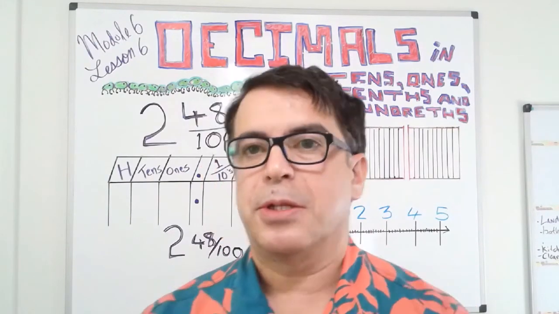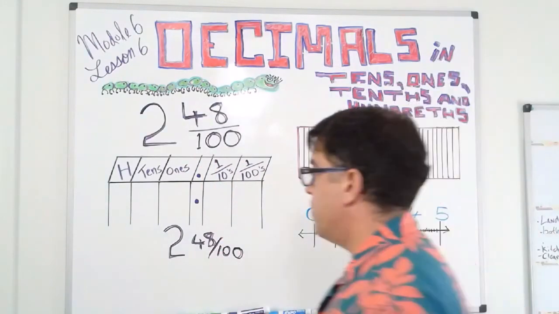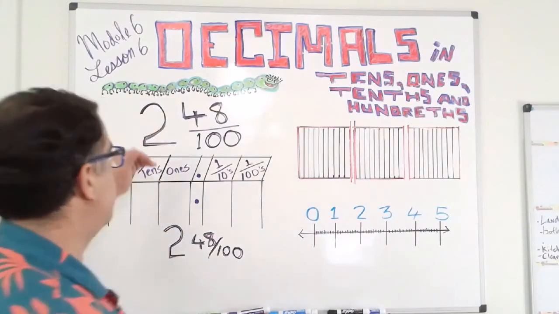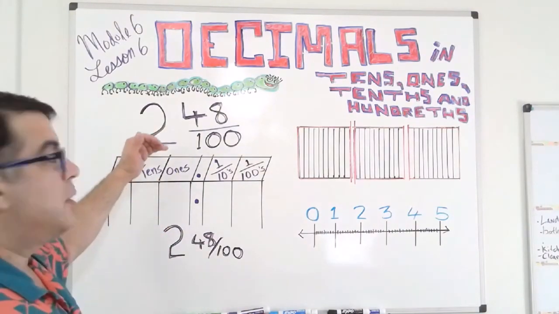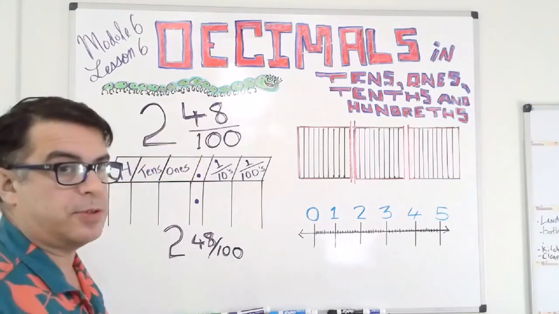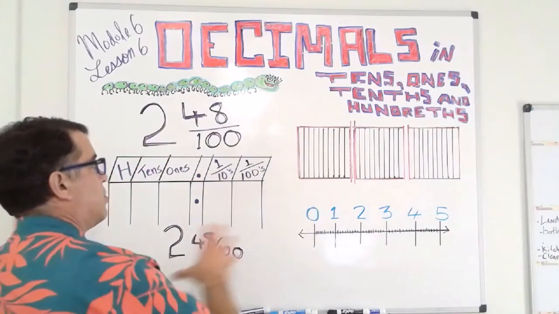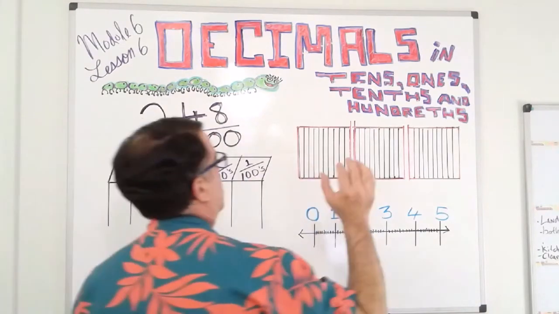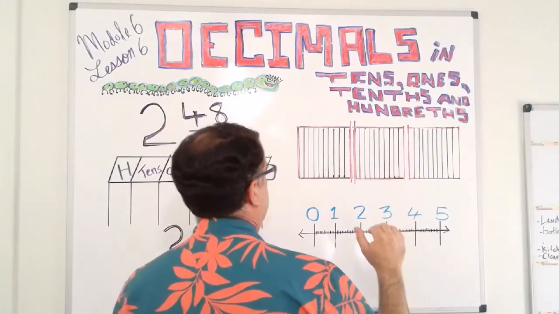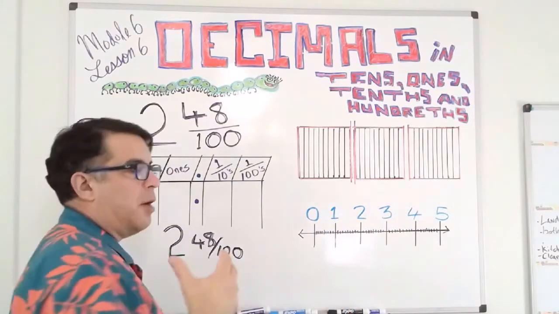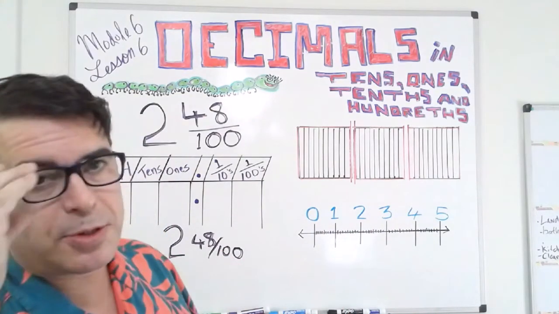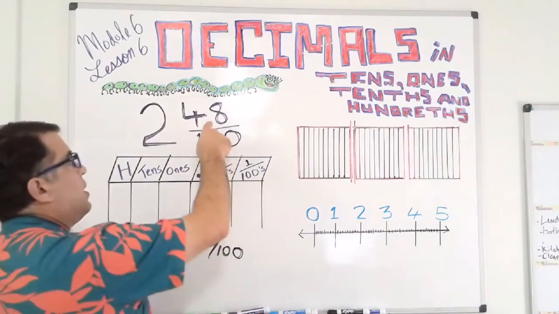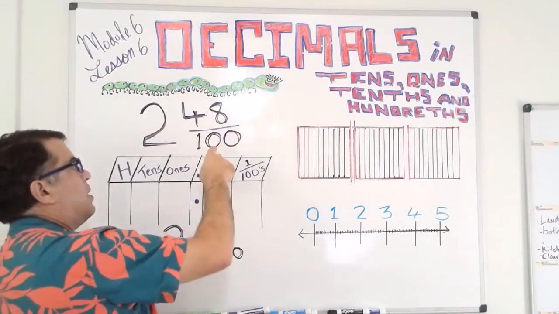So let's take a look at what we have up here right now. I wanted to feature first this mixed number, 2 and 48 hundredths. And I have 3 different models to look at it from: the place value chart, the area model, and the number line. I want you to remember when we're dealing with hundredths, think about it in terms of money. 48 pennies out of 100 pennies.